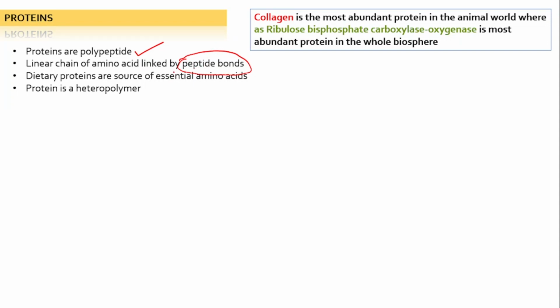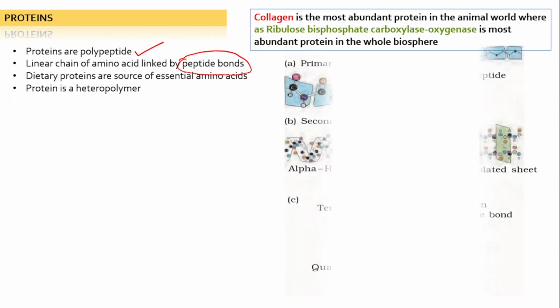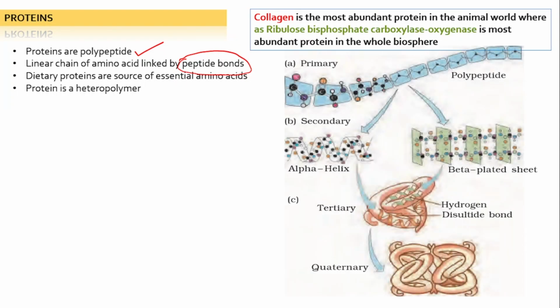Dietary proteins are a source of essential amino acids. Dietary proteins means proteins we consume on a daily basis. So they are the source of essential amino acids. Amino acids are of two types: we have essential and non-essential. Essential means we need such amino acids for our healthy growth.